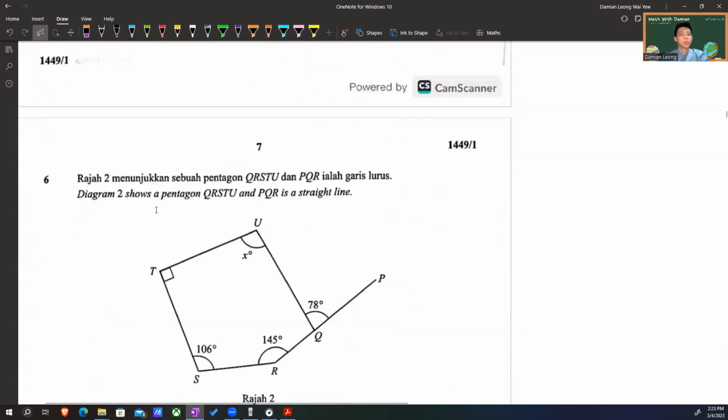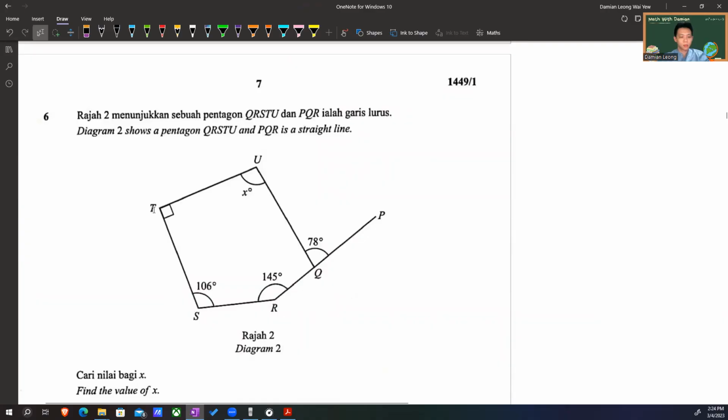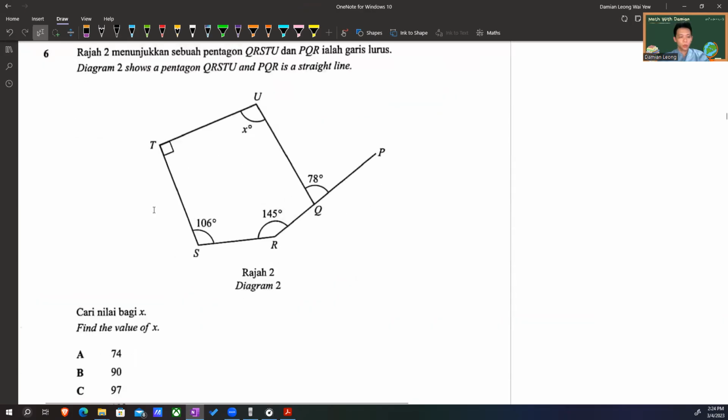Right? Then question 6. So diagram 2. Diagram 2 shows pentagon PQRSTU and PQR is a straight line. The whole thing here is a pentagon. So I want to find the value of x here.